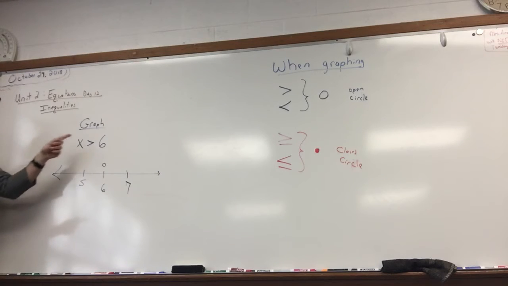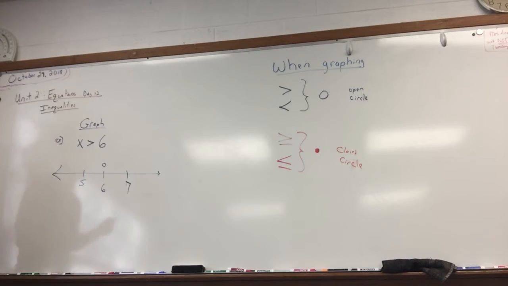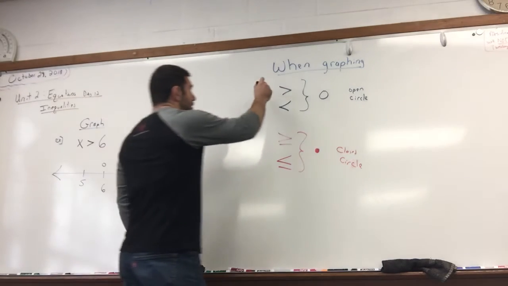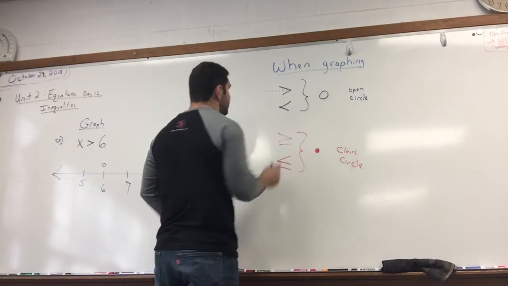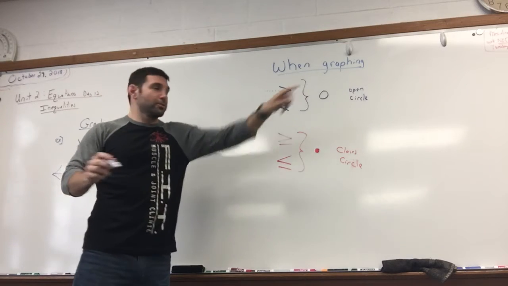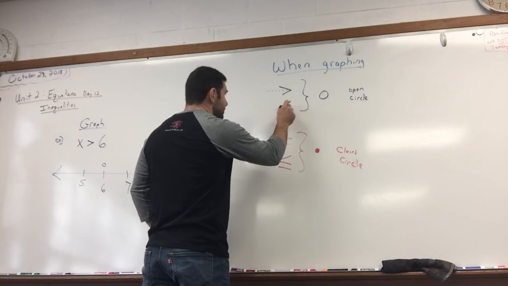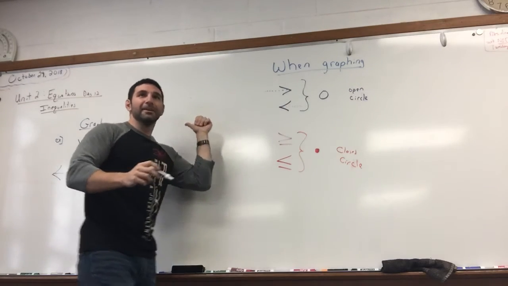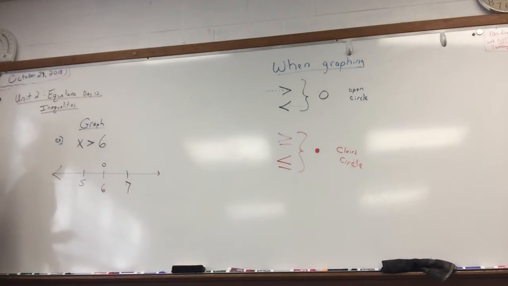Notice how my variable's on the left, and I've got this gator mouth. Okay? Watch what I can do with all of these gator mouths. I'm going to put this little dashed line. Does that look like an arrow? Yeah. Which way is that arrow pointing? To the right. What if I put a little dashed line here? Now it's pointing this way, yeah? So I can make these gator mouths into an arrow. As long as my variable is on the left, the arrow will point to the direction that my answers are.